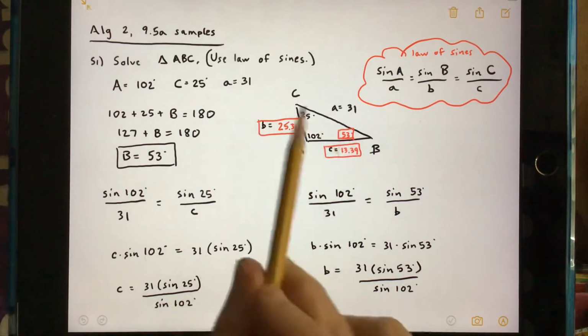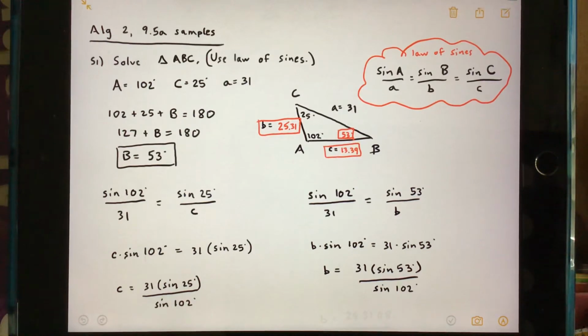So in this triangle over here, anything that's in black is given information. Anything in red is what I've figured out in using the law of sines to solve this triangle. We'll start with finding the unknown angle.